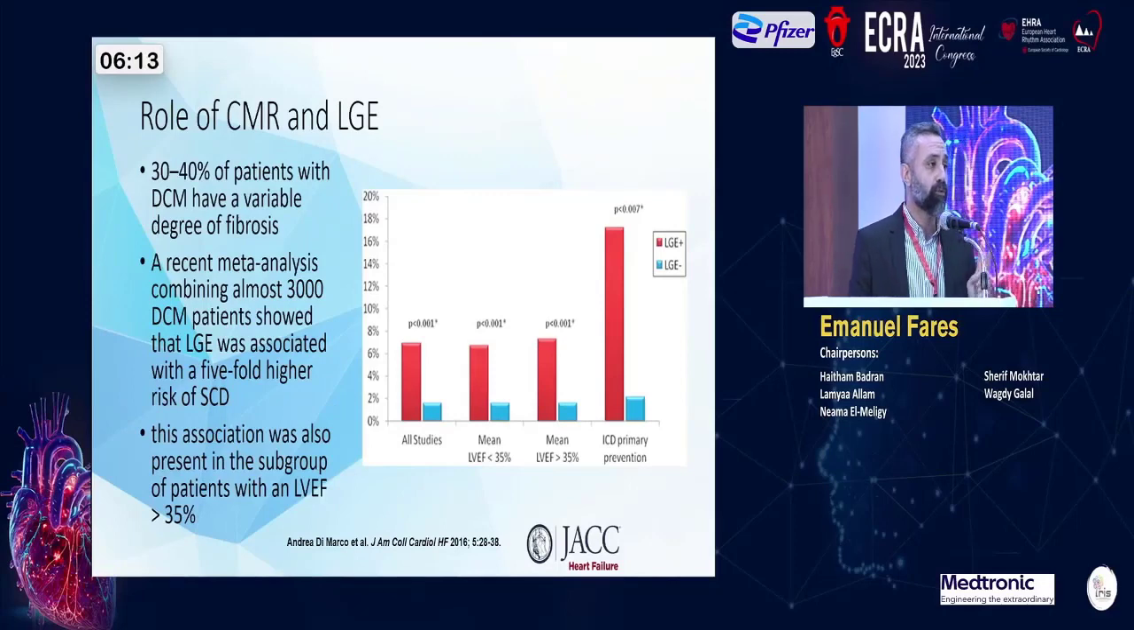There are two emerging methods for risk stratification of these patients other than the ejection fraction. One of them is the CMR and late gadolinium enhancement for detection of myocardial fibrosis, which is present in about 30 to 40% of cases. A meta-analysis combining almost 3,000 patients showed that late gadolinium enhancement was associated with a 5-fold higher risk of sudden cardiac death, and this was also present in patients with an ejection fraction higher than 35%.